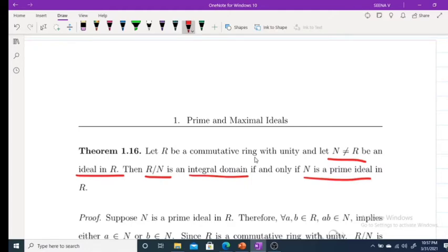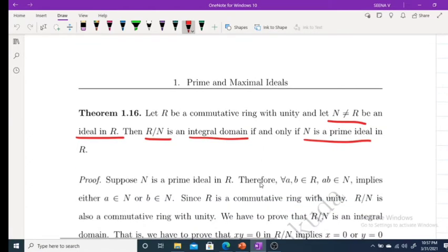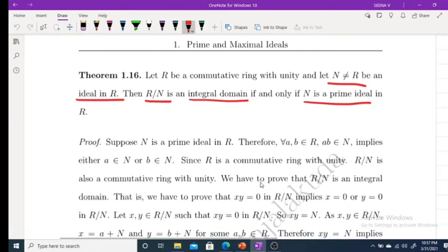In the case of prime ideal, R over N is an integral domain if and only if N is a prime ideal. So suppose N is a prime ideal and we have to prove that R over N is an integral domain. Conversely, we have to prove that if R over N is an integral domain, then N is a prime ideal.